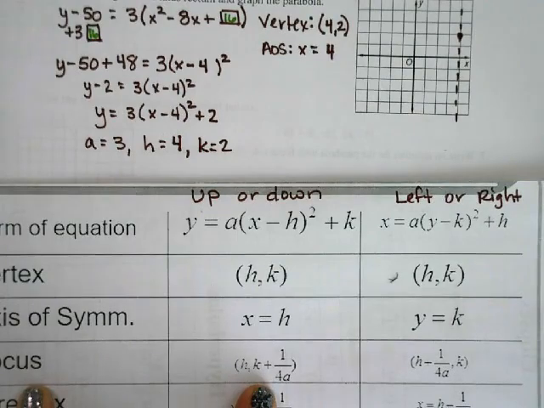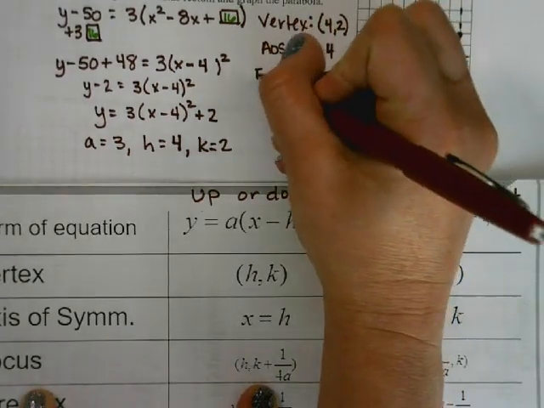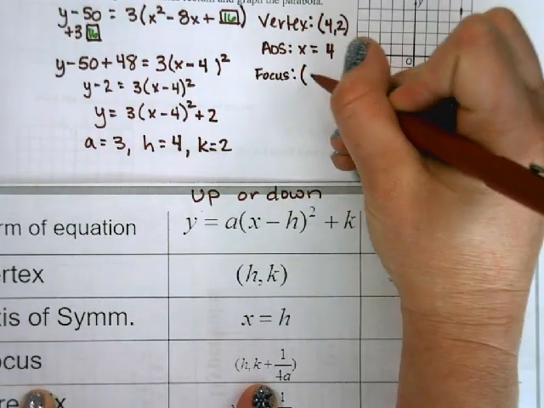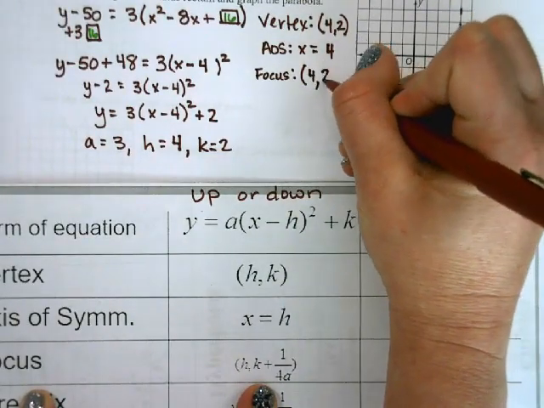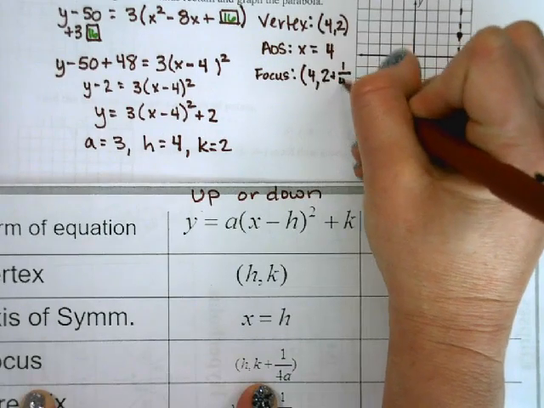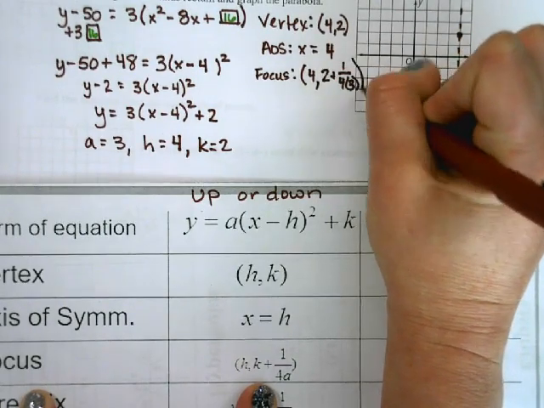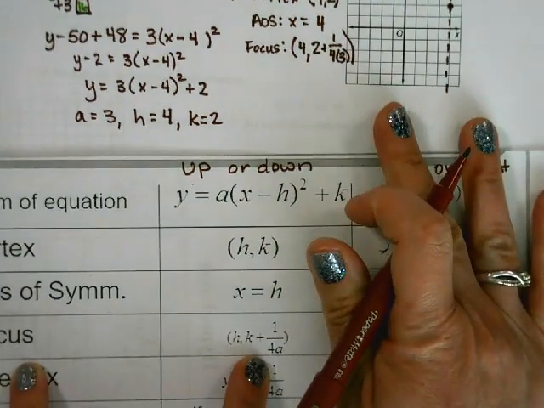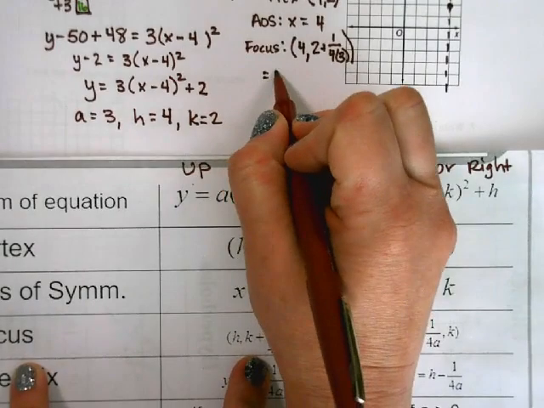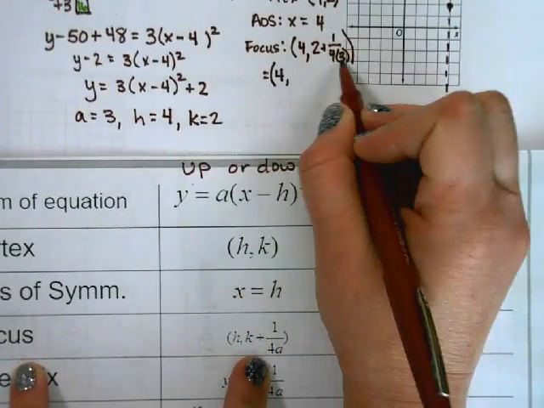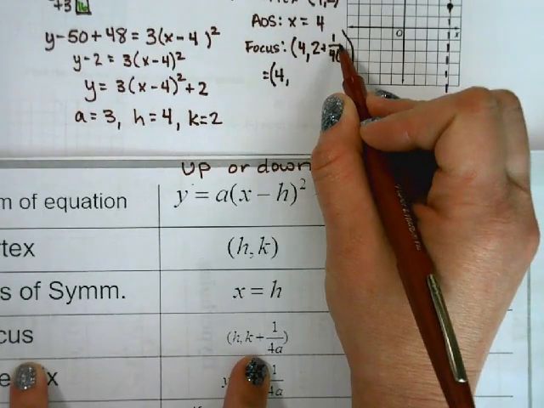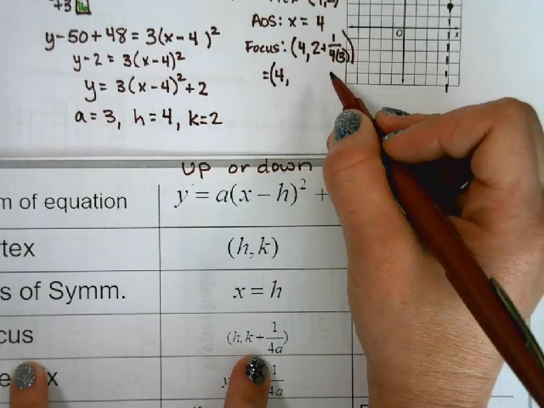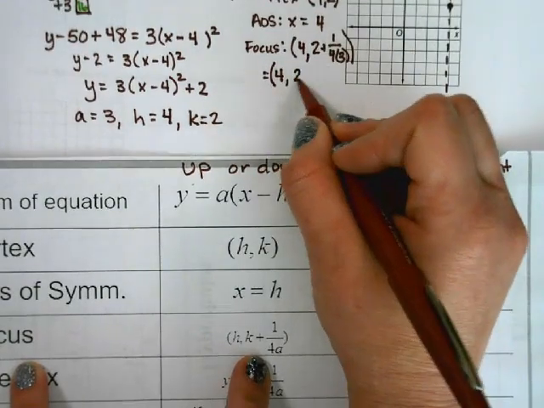My focus. He's h, comma, k plus 1 over 4 times a. Well, that looks kind of gross at the moment. Well, that would be 4 comma. 4 times 3 is 12. So 2 plus a 12th. You can leave it as a mixed number. 2 and 1/12.